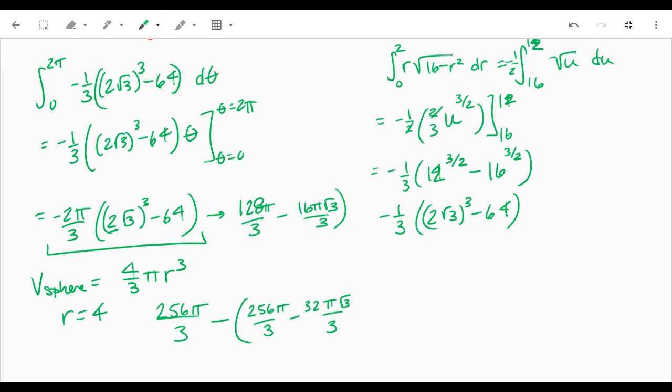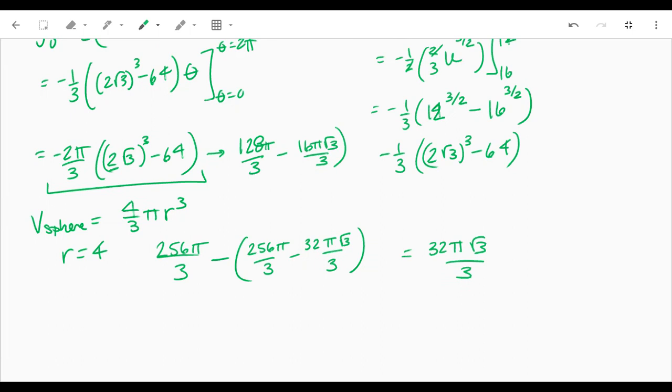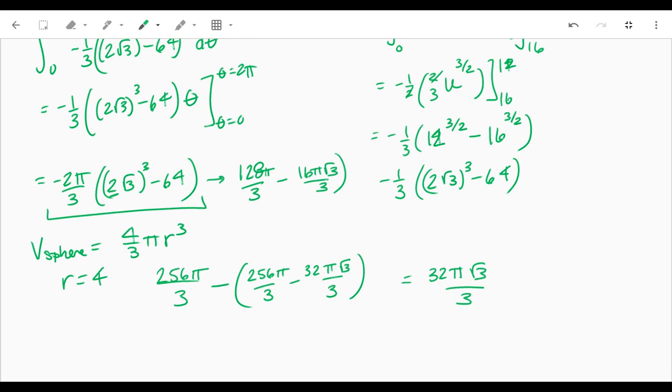Yeah, I think I did. I feel like I made a mistake there somewhere, but maybe you guys can help me. Oh, that's good, because then those cancel out, and I have a positive 32 pi root 3 over 3. But the answer is just 32 pi root 3, I believe. So I think I added a 3 in the denominator where I might not have needed one.